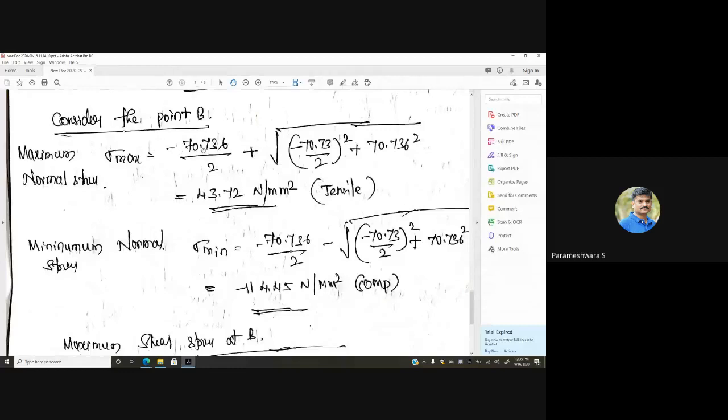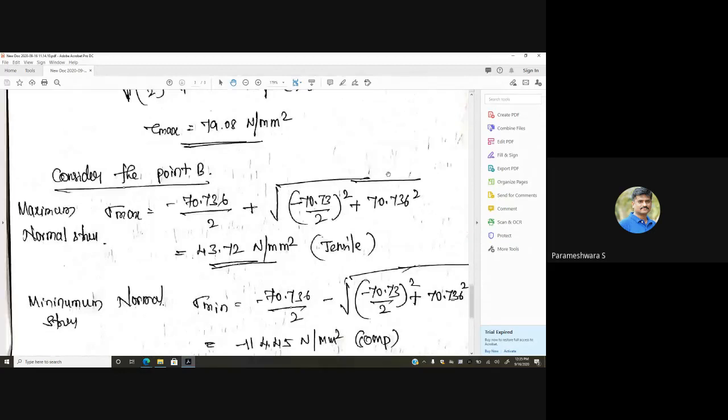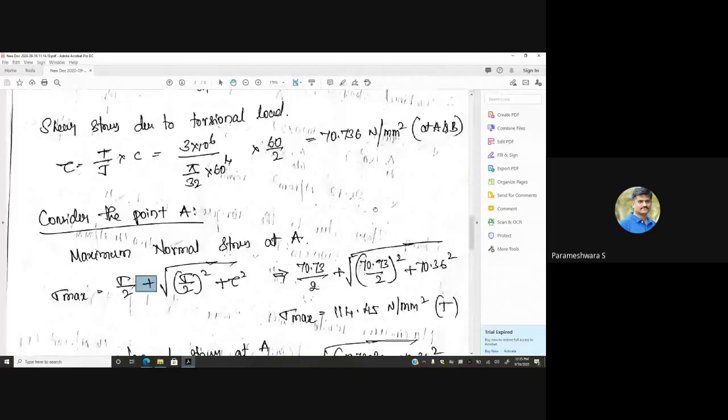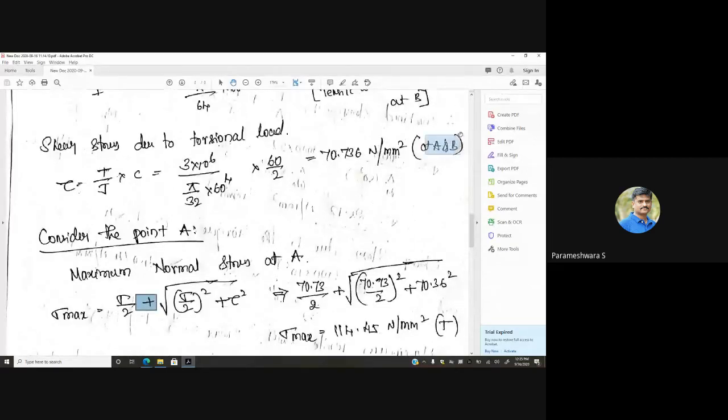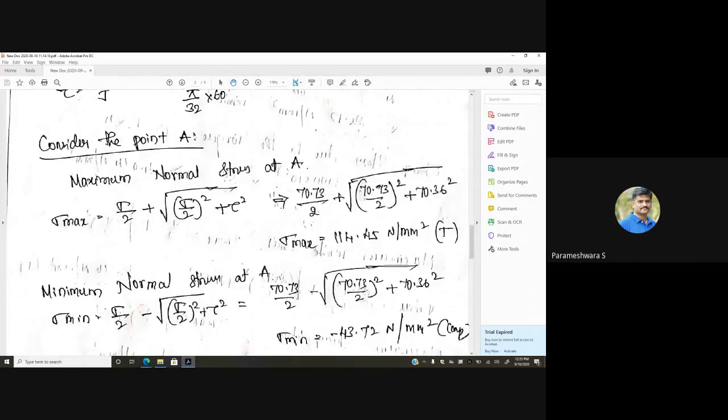Wherever you have 70.736, replace it with negative. Shear stress remains the same for both. So this tau value is the same for both, at A and B. See, look at, I mentioned it. Tau is without the 70.736 for both the cases, point A and point B, whereas this bending stress is different for point A and point B with sign, positive and negative.